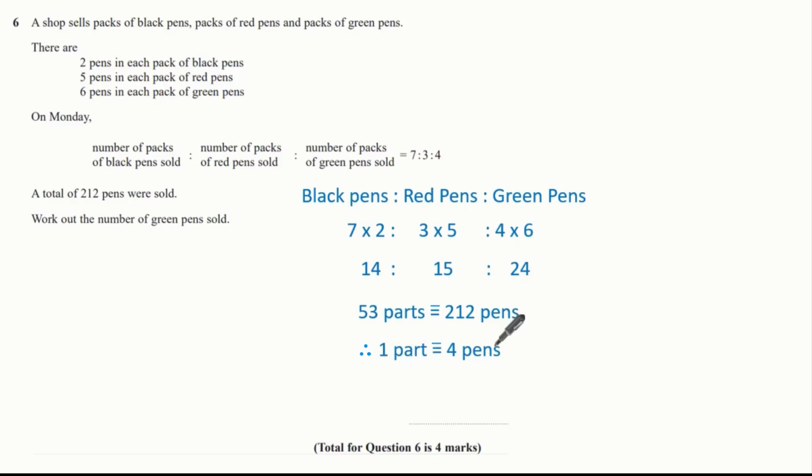Now, given the question wanted me to find out the number of green pens sold, well, I know there's 24 parts that represent green pens. So, it's 24 multiplied by our 4, which is our 96 pens. In this question, it was really important that you notice the difference between packs and the individual pens sold.